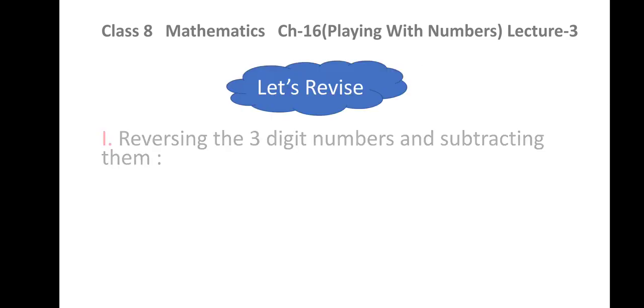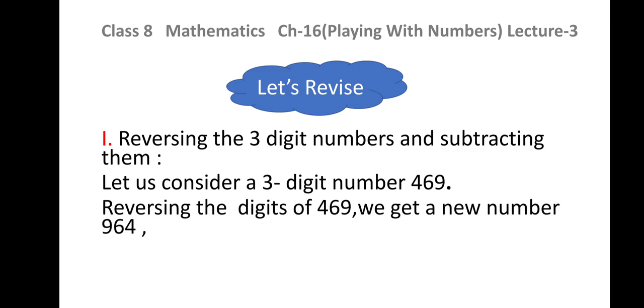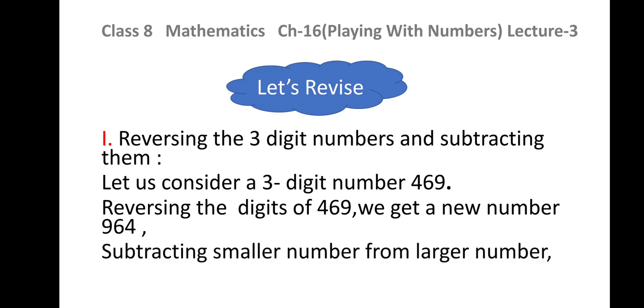So let us revise. Reversing the 3-digit numbers and subtracting them. Let us consider a 3-digit number 469. Reversing the digits of 469, we get a new number. So it will be 964. If we need to reverse the digits of a given number, then we need to start writing the number from the units place. So the number will be 964. On subtracting them, we will be getting 964 minus 469, which is equal to 495.